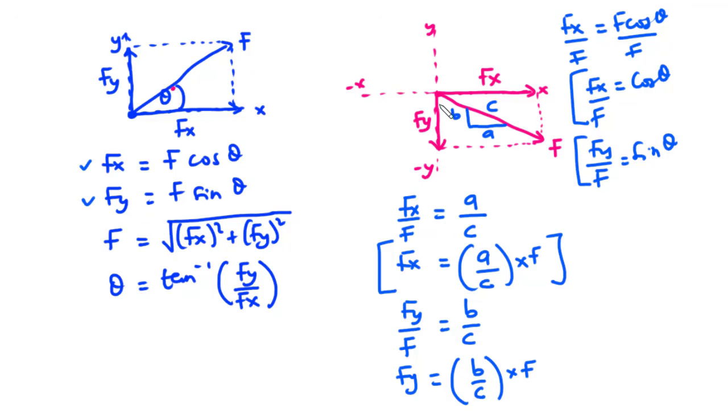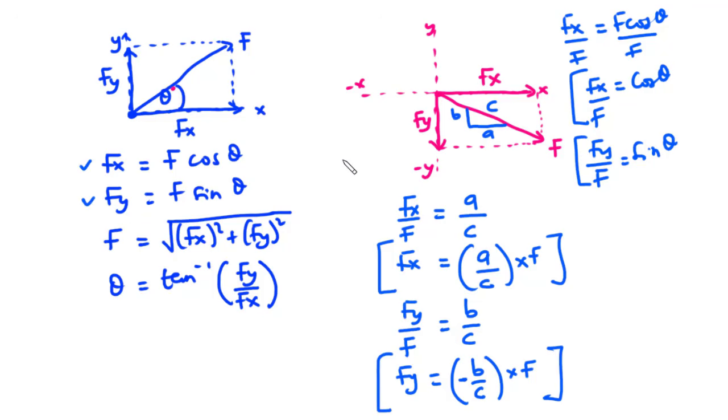However, we realize that Fy acts on the negative y-axis, so it means that you have to attach a negative to this formula. So we have Fy equals negative B over C times F. For Fx, Fx was lying on the positive x-axis, so we do not have any negative attached here. However, for Fy, because it is acting on the negative y-axis, we should attach a negative to it. So if you don't have theta, you can as well use the small slope triangle to find Fx and then Fy. So now let's solve some examples.